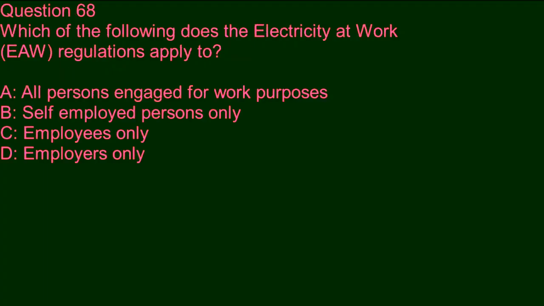Question 68. Which of the following does the Electricity at Work EAW regulations apply to? A. All persons engaged for work purposes. B. Self-employed persons only. C. Employees only. D. Employers only. Right answer, A. All persons engaged for work purposes.